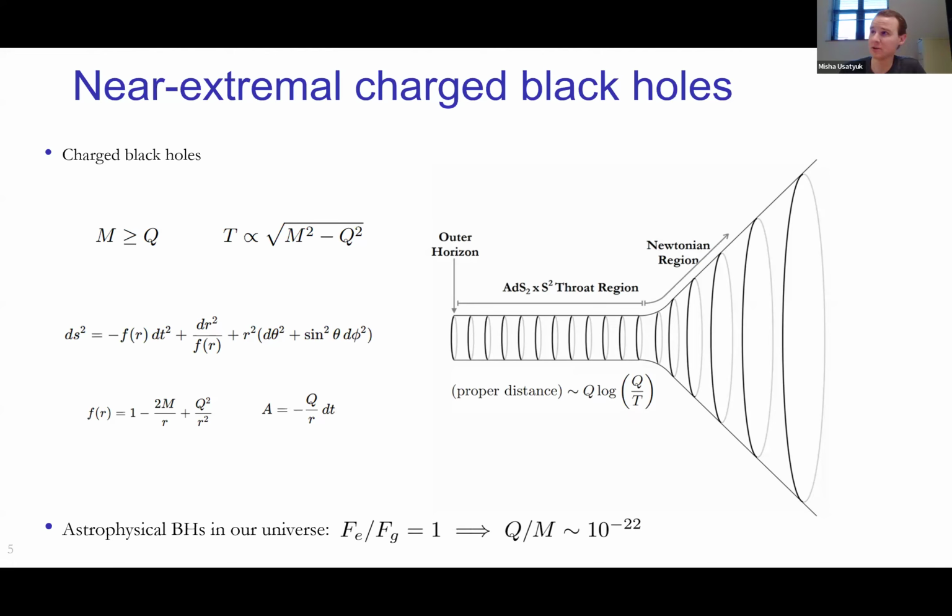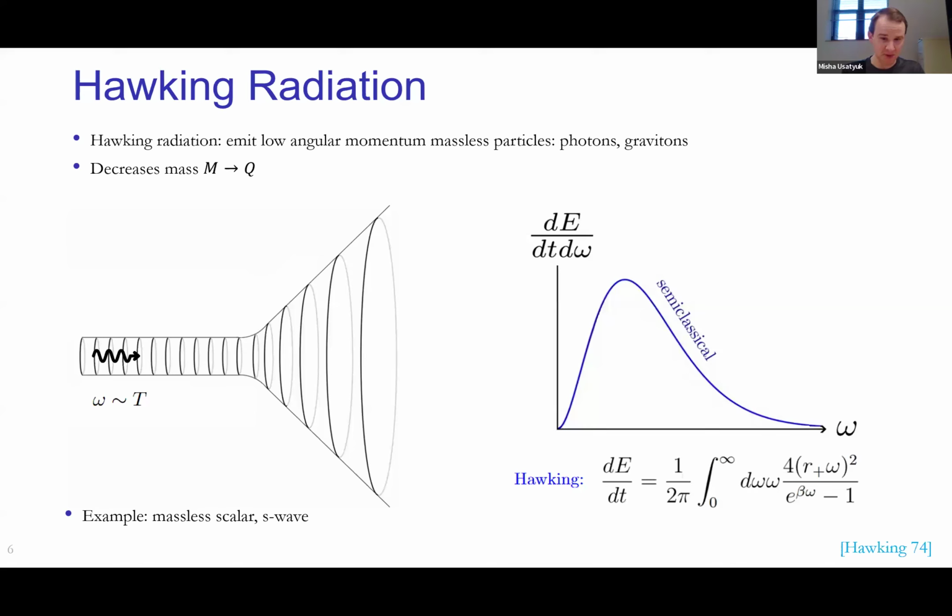So like all black holes, near-extremal black holes Hawking radiate. They Hawking radiate because they have this temperature and they're able to emit low energy, low angular momentum, low frequency particles. That would be photons and gravitons in our universe. What this emission does is it decreases the mass of the black hole and drives it closer to extremality. So as it is emitting photons and gravitons, M is approaching Q.